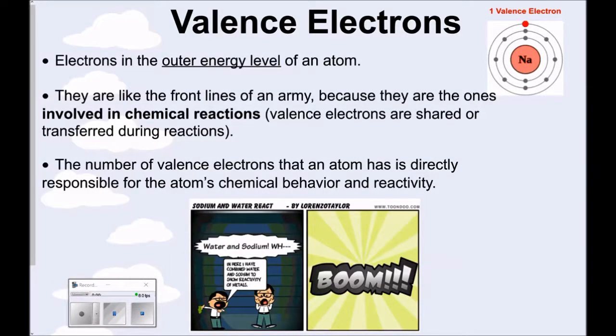So valence electrons are the electrons in the outer energy level of an atom. We say that they're like the front lines of an army because they are the ones involved in chemical reactions. Valence electrons are shared or transferred during these reactions. The number of valence electrons that an atom has is directly responsible for an atom's chemical behavior and reactivity.